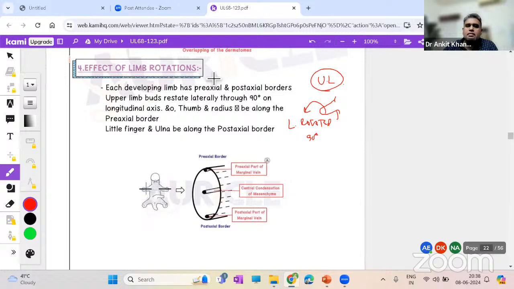So each developing limb has pre and post axial borders. Obviously, the rotation is around an axis. The upper limb rotates laterally through 90 degrees on a longitudinal axis. So thumb and radius lie along the pre-axial border. Your thumb or your great toe is always on the pre-axial border. Little finger and ulna are on the post-axial border. So always remember, thumb or great toe, they are always on the pre-axial border. This is what you need to remember.